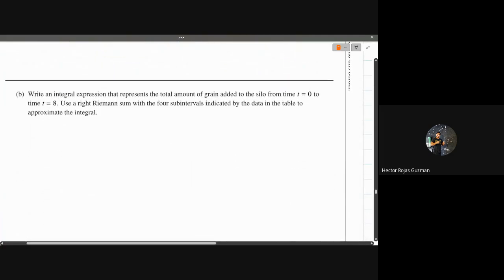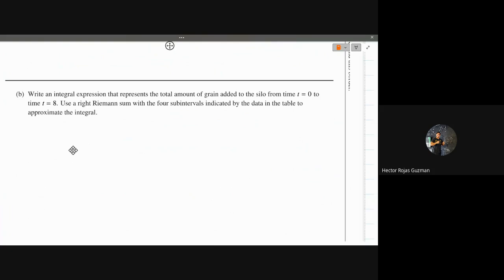Write an integral expression that represents the total amount of grain added from 0 to 8. That's going to be the integral from 0 to 8 of g of t dt. And using the right Riemann sum with 4 subintervals, find the value of this integral. A right Riemann sum is basically just rectangles, so it's going to be base times height plus base times height plus base times height plus base times height, because we're doing 4 subintervals. For the first subinterval, the base is 1 minus 0, and for the height, we take the right value, so 15.1.